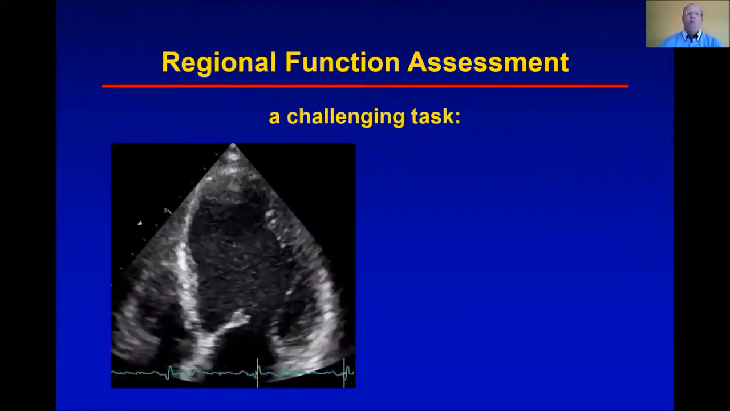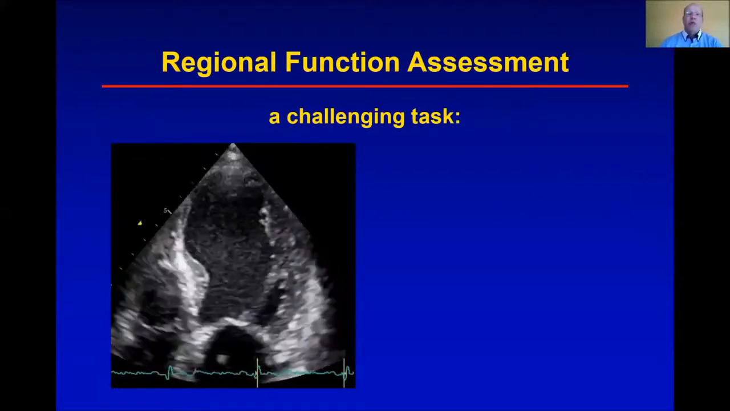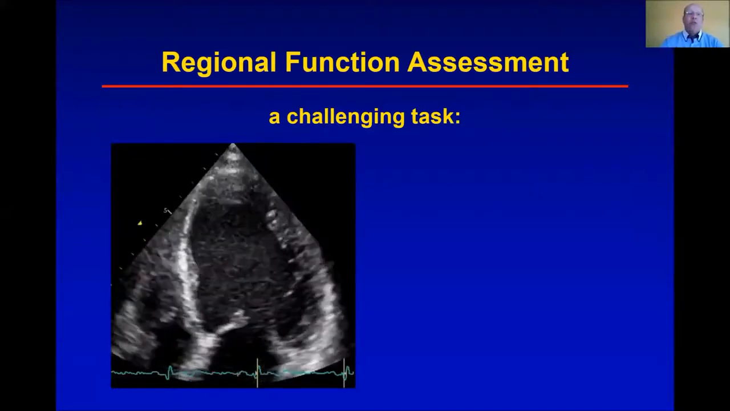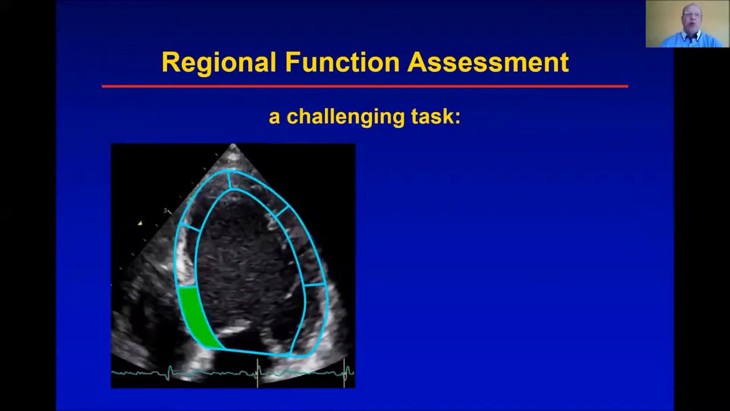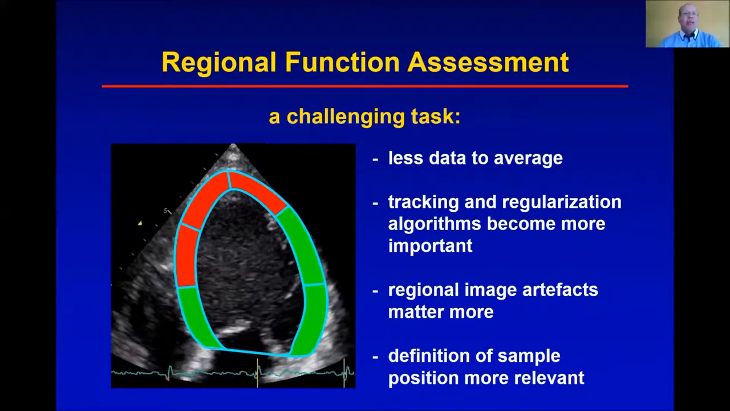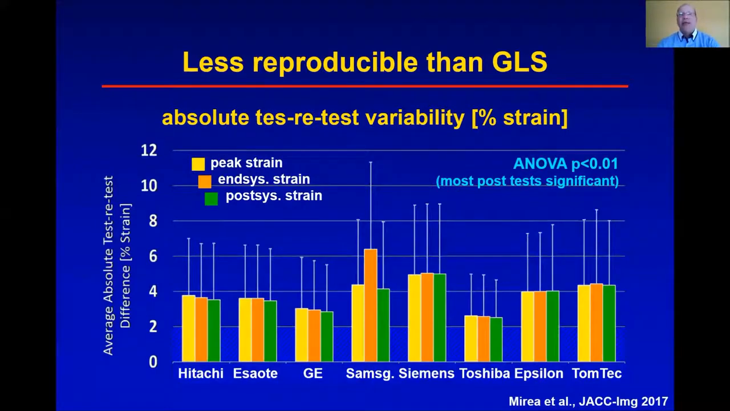Furthermore, regional function assessment is a challenging task, because we want to go regional. We want to define segments, and we want to know if a segment is good or bad, for example. So for tracking, we have less data, so there's less information to average. The tracking and the regularization algorithms of the software are very important, that they work very well. And also regional image artifacts play a bigger role if we go local. And therefore, the measurements of regional strain are not as reliable as the measurements of global strain.